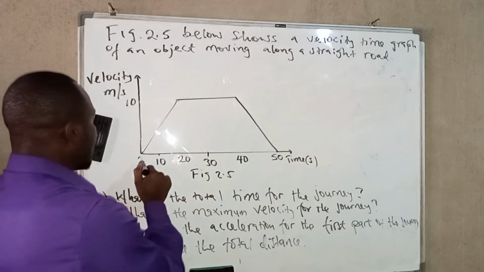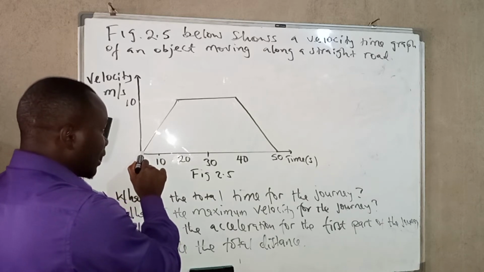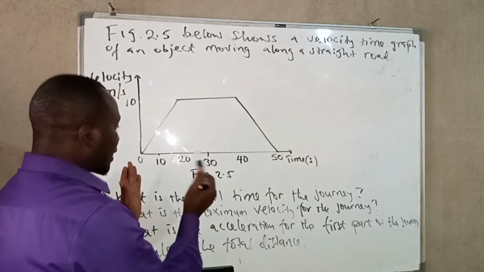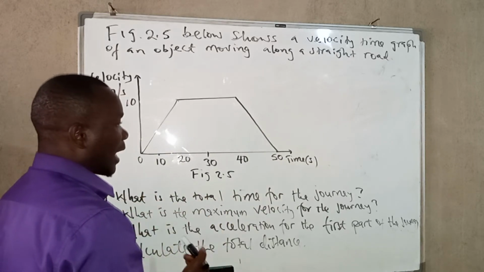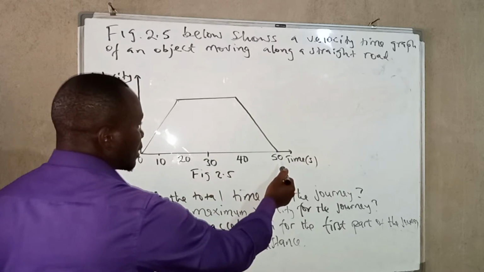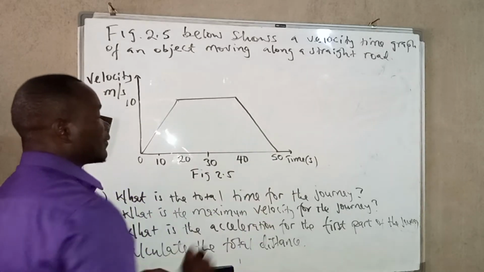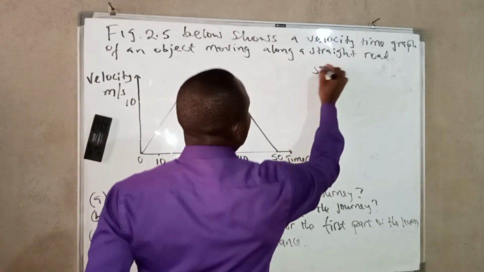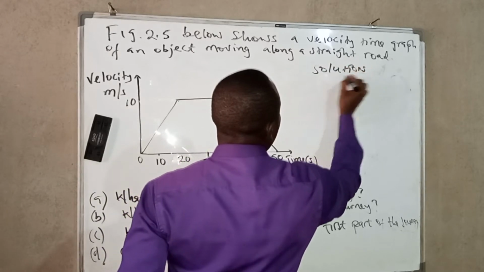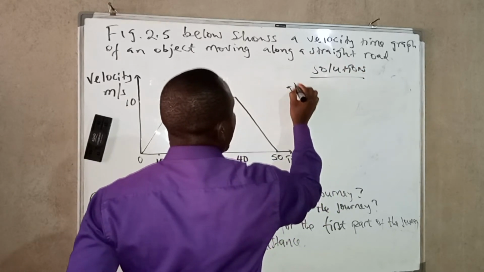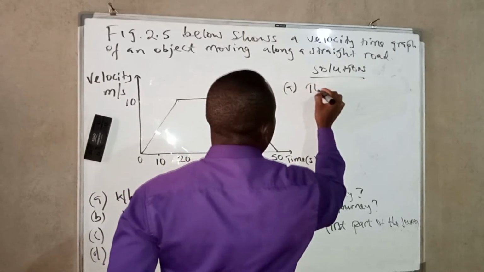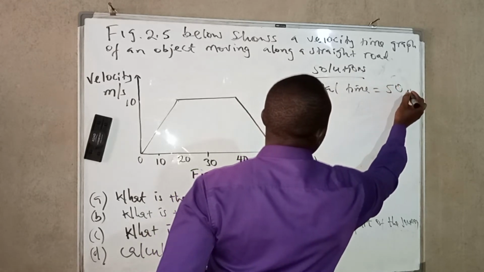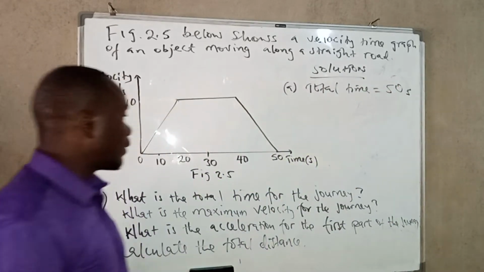The journey starts from the initial position, the initial point, until this point. And the axis that is representing the time is the x-axis, which is this one. So the total time for the whole journey is 50 seconds. So here, solutions, we have A, total time is equal to 50 seconds, without even wasting time.